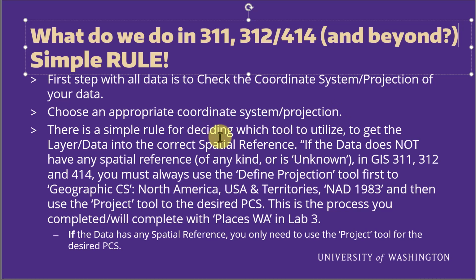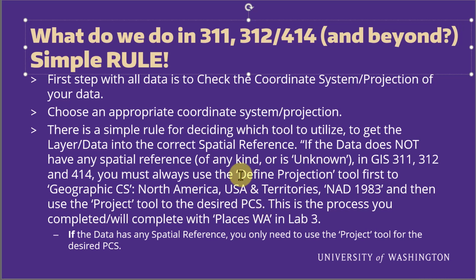And then the rule to get the layer and the data into the correct spatial reference is if the data does not have any spatial reference of any kind, or if it's unknown, always in GIS 311, 312, and 414, you must always use the define projection tool first, and you will define the projection to a geographic coordinate system, choose North America, choose USA and Territories, and then 1983. Then you'll use the project tool for the desired projected coordinate system.